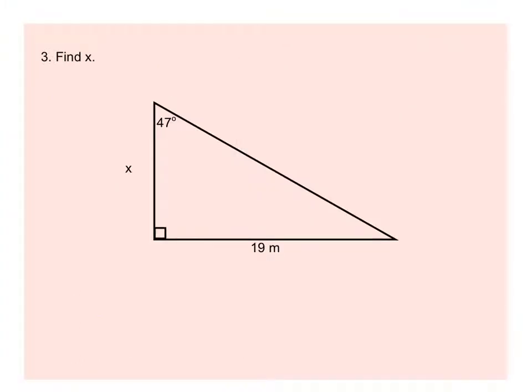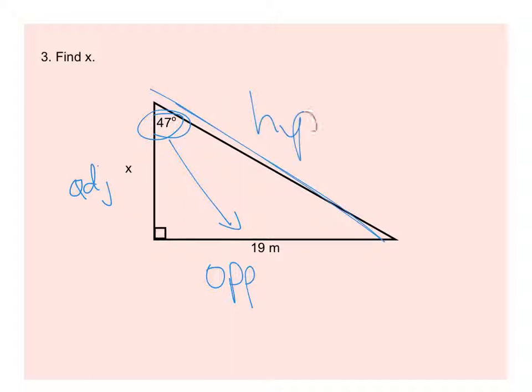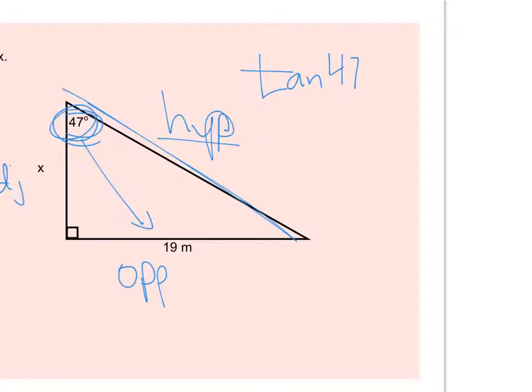Moving on. Now figuring out what x is, let's take a look. Here's the angle I want. From here, that's going to be opposite. This one's going to be the adjacent. The long side is the hypotenuse, but I don't really care about that. What I do care about is that I'm going to use tangent here. So I want tangent of 47 equal to 19 over x. Now here's a little bit tricky part, because the tangent of 47 is going to be 1.072.